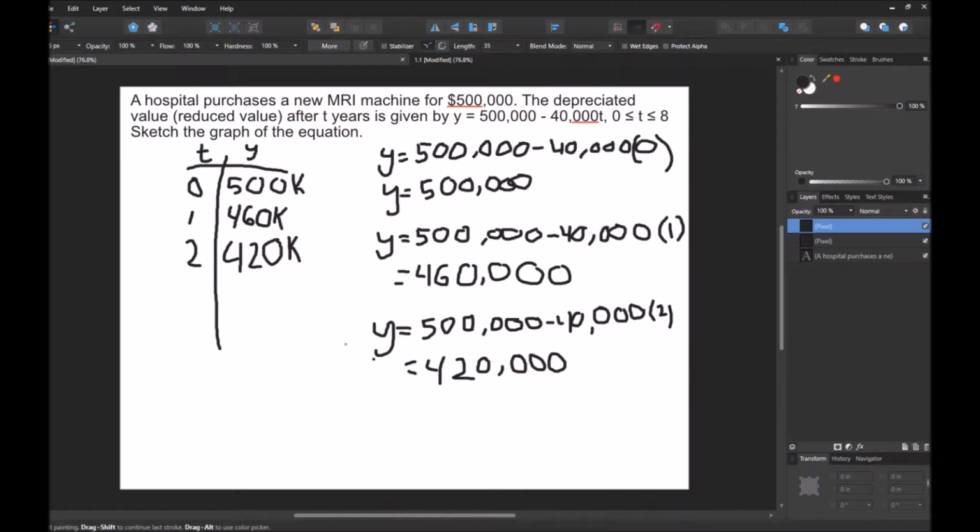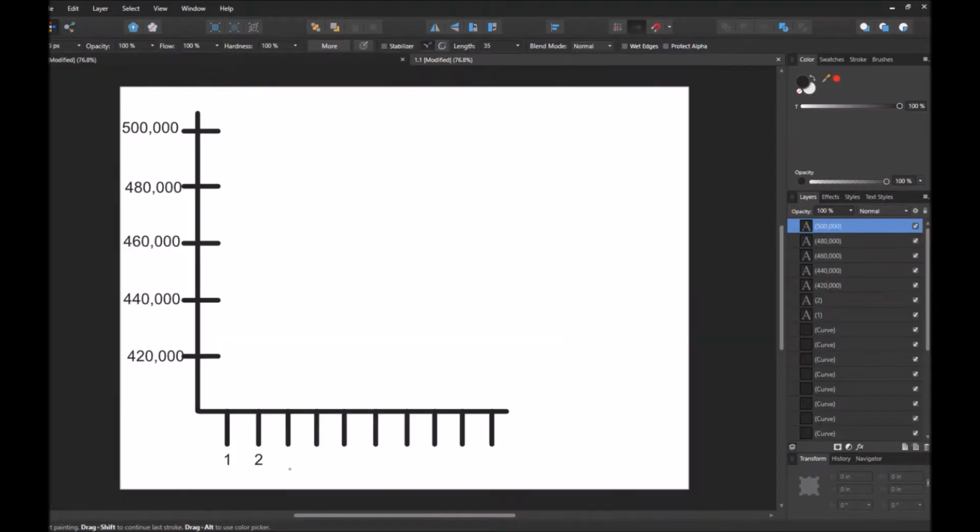Okay, so now we can sketch the graph of this equation now that we have a couple points plugged in. So here we have the graph, and on the x-axis we have the time, so this is t in years, this being 0, 1, 2, 3, 4, and so on. On the y-axis, we have the value of the MRI machine. So it starts at 420,000 and goes up by 20,000 each peg.